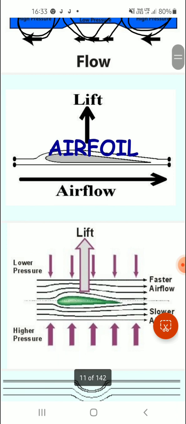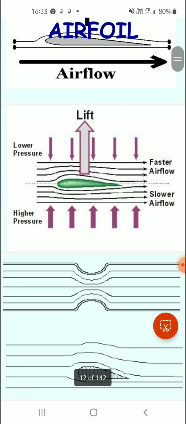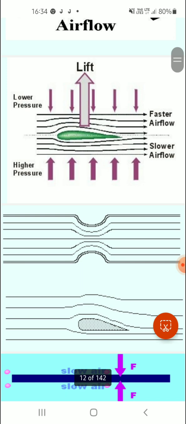Okay, here comes another important thing, that is the airfoil. It is also a part of an airplane. It means the most important part of aerodynamics. So you have to learn this.